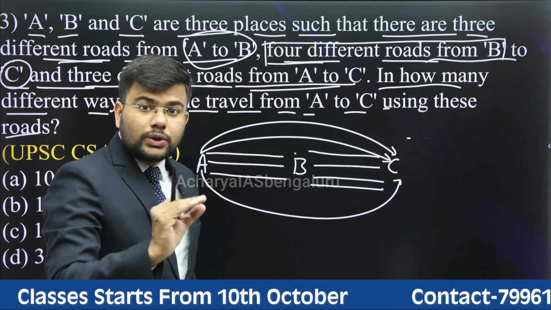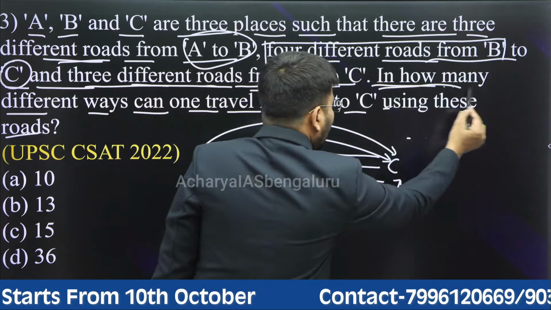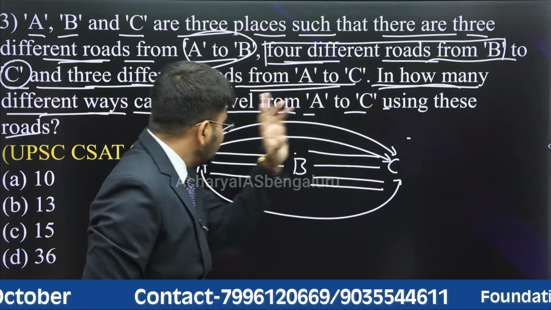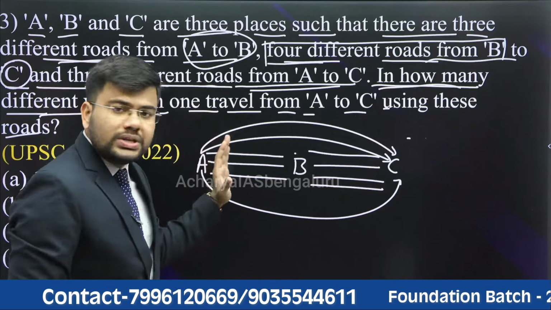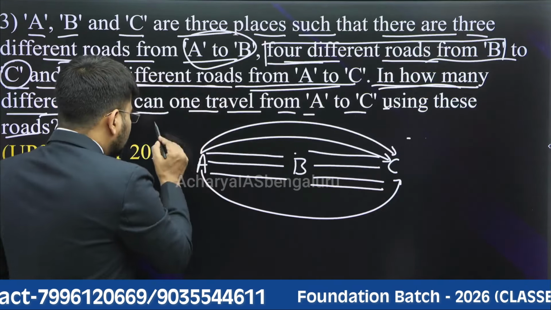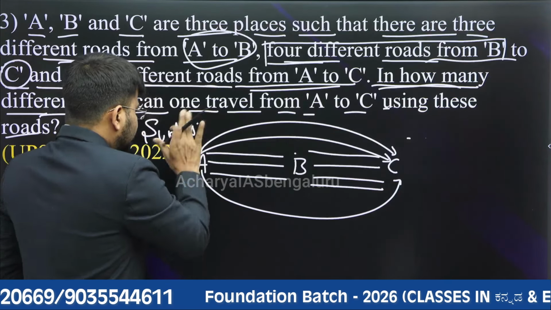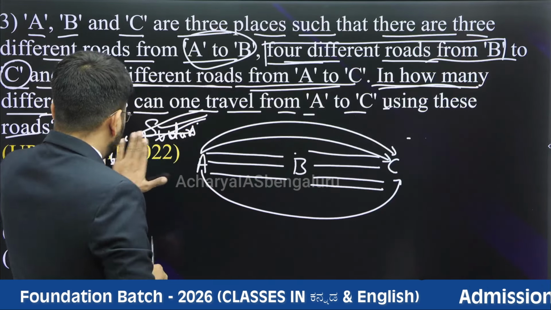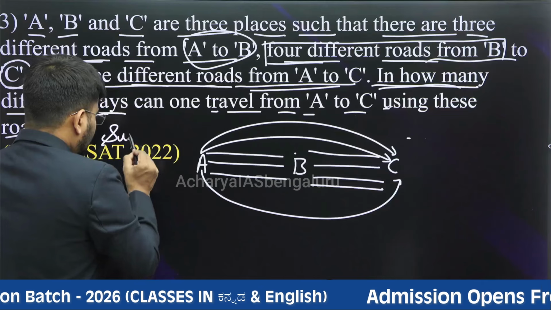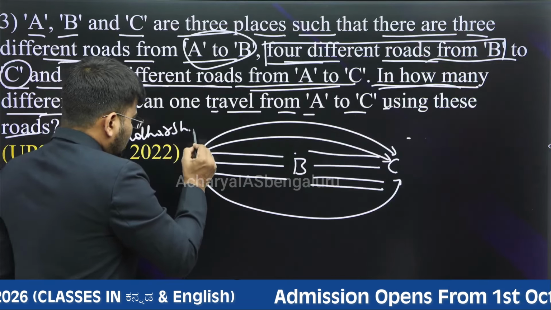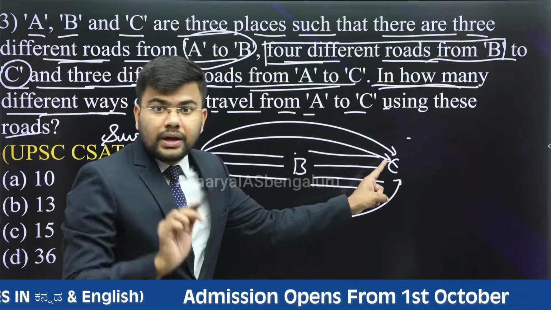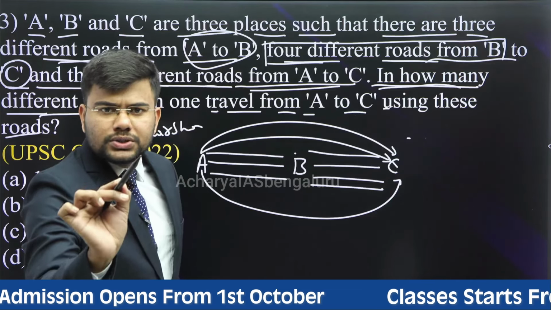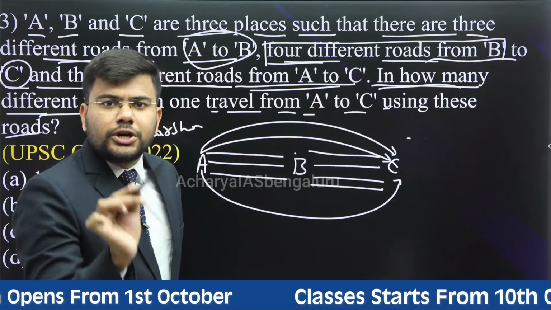Now, let us try to answer this. In how many different ways can one travel from A to C using these roads? That means using these roads, a person has to travel from A to C. In how many different ways can I travel? Just apply the tiffin boxes or the pant and shirt concept here.